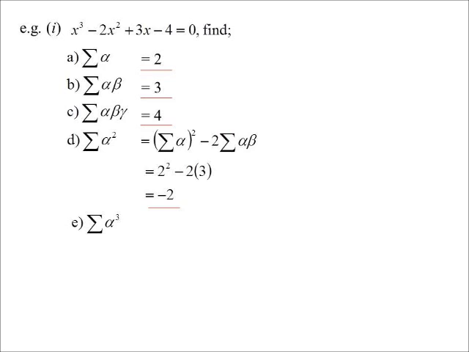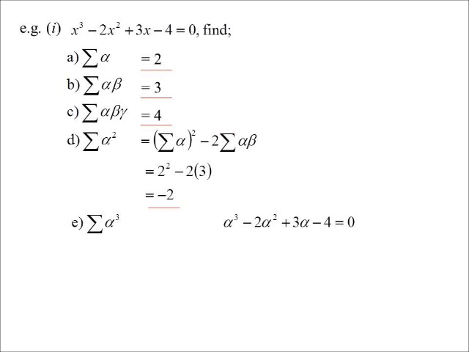Now, I guess we could come up with a similar expression like we do for squared, where I could go alpha plus beta all cubed, expand it out, and then move the alpha cube plus beta cube plus gamma cube to one side, and I'd come up with an expression that I could sub in. That would work. But there's a neater way of doing it, because it is a cubic.